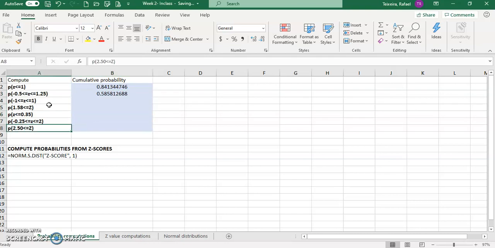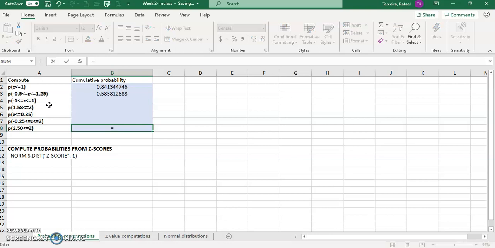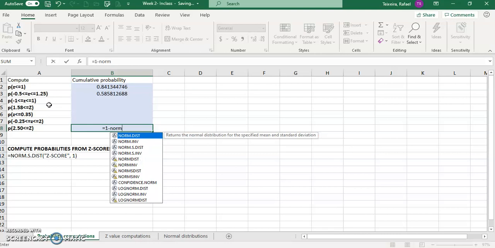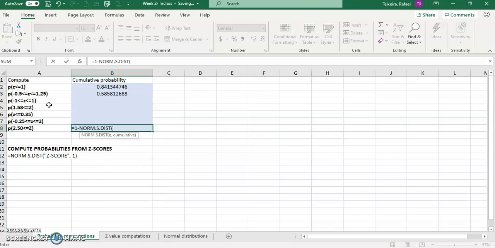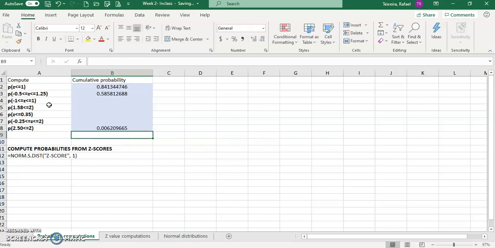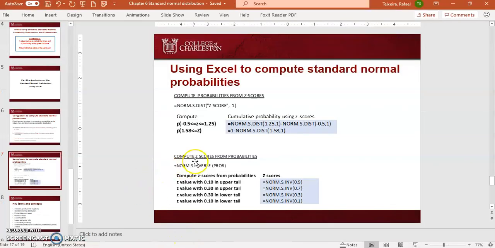Let's say I want to know the probability that z is higher than 2.5, so it's equal 1 minus NORM.S.DIST, 2.5, comma, cumulative equal to 1, so the probability is very small. Okay, this is how you do this kind of problem. And also, if you want to compute the z-score based on a probability, this is the formula. This one we have to be careful, I'm going to show you in Excel.